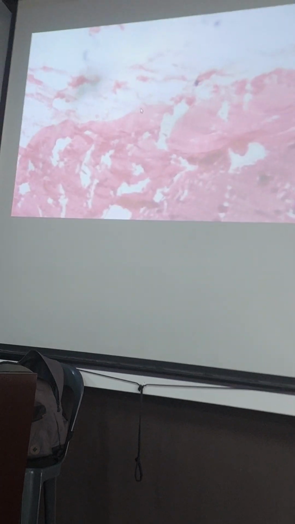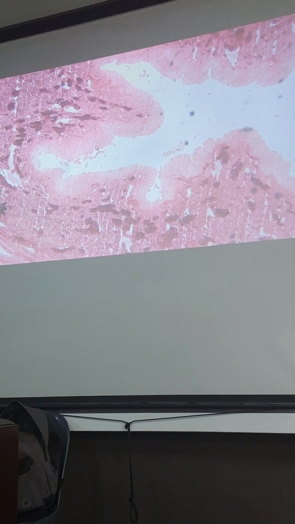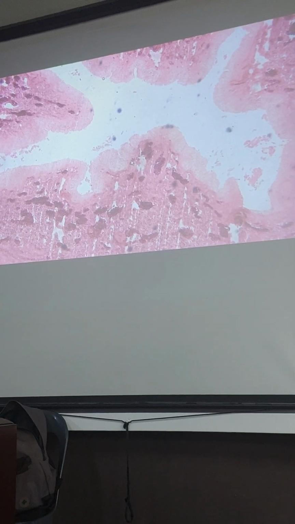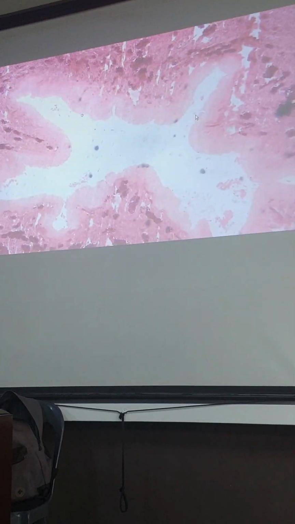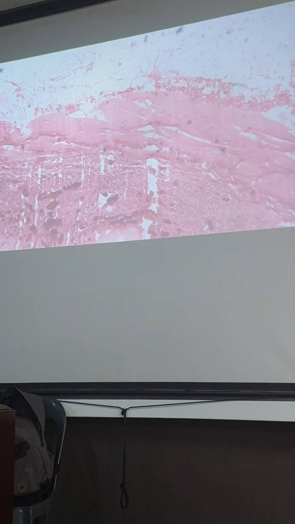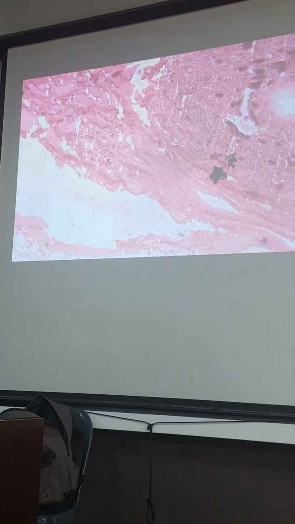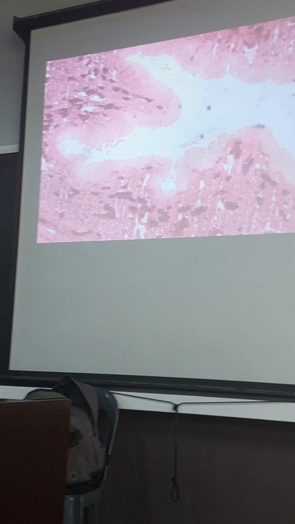What we do have is this. I know the staining is not ideal, but this is transitional epithelium. And we see a prominent lamina propria with a lot of blood vessels, and the muscular layer, which is not quite as prominent. This is the female urethra. Okay? This is the female urethra.